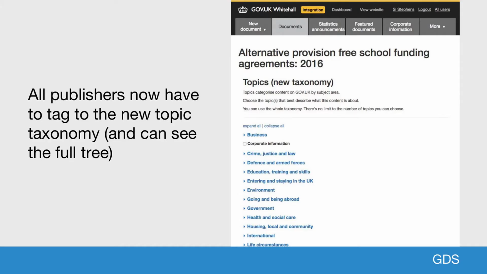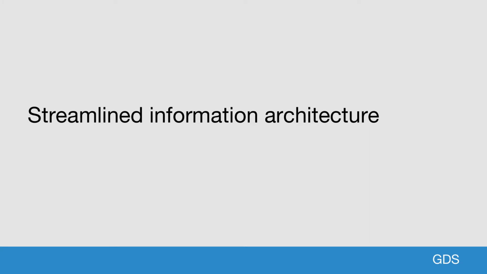And we've got a lot of interesting feedback from publishers who are now tagging to the full taxonomy about how that's working. And so some of the benefits are we've got this streamlined information architecture which no longer relies on the structure of government. So its topic is about what the content is about rather than who published it.